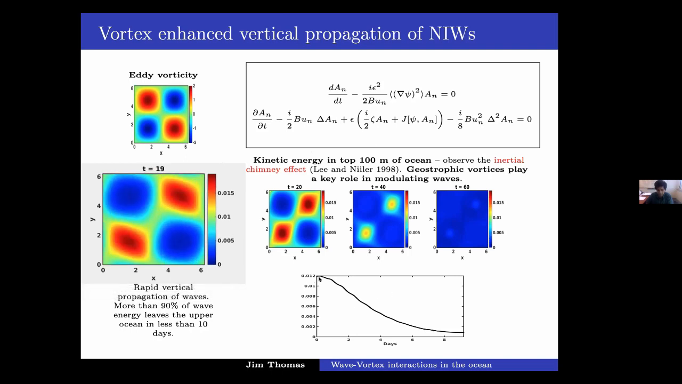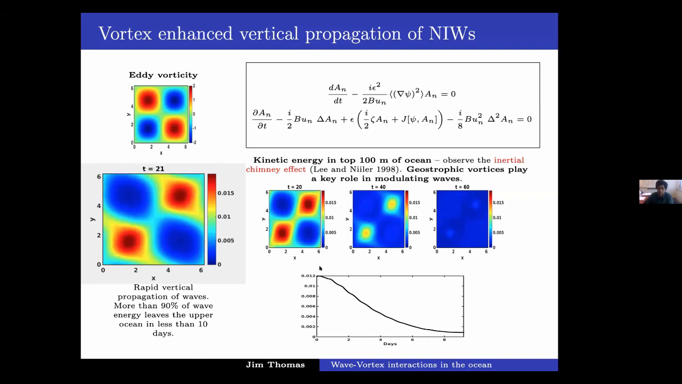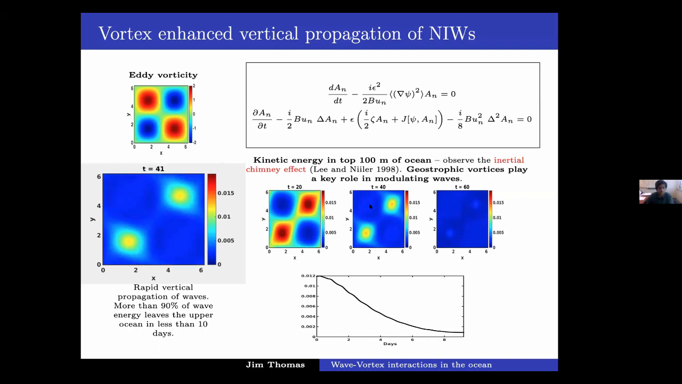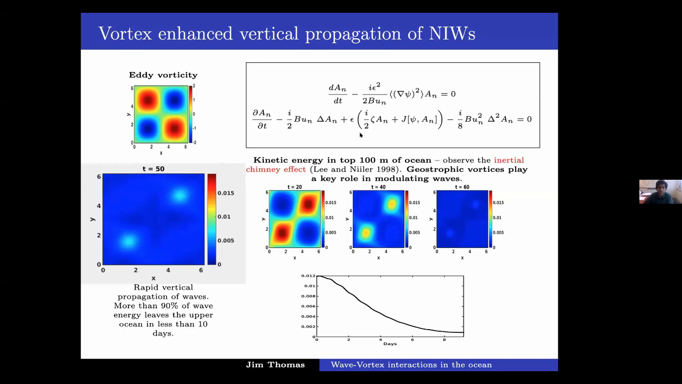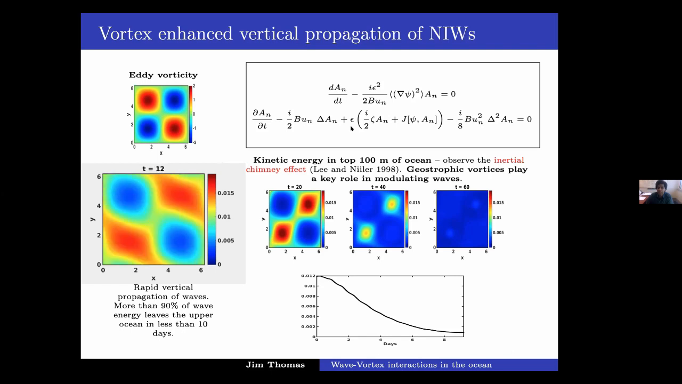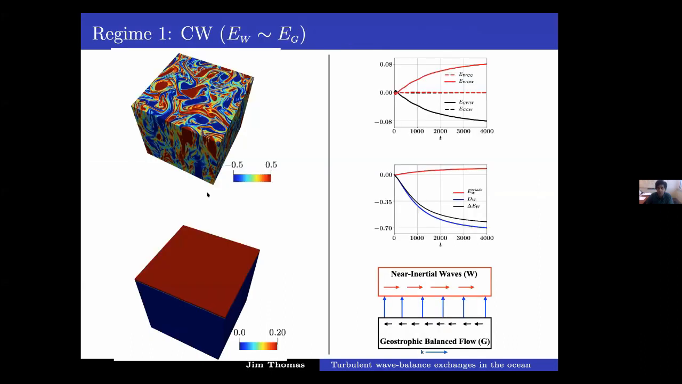And this is showing us the kinetic energy in the top 100 meters of the ocean as a function of time. So in about 10 days, the kinetic energy is below 10% in the upper ocean. In response to the previous question, we did look at effects of having a variable stratification. You can put in a mixed layer, and the qualitative phenomenology is very similar. It's just that having a constant N makes the calculations easier, but you can put in a variable N and the effects are very similar. Qualitative phenomenology.